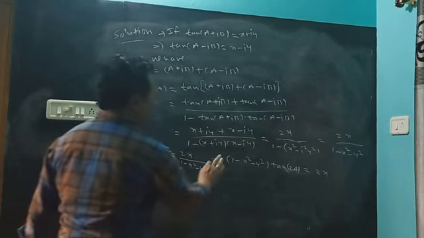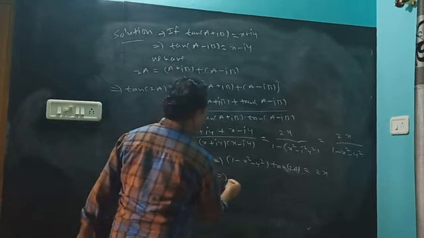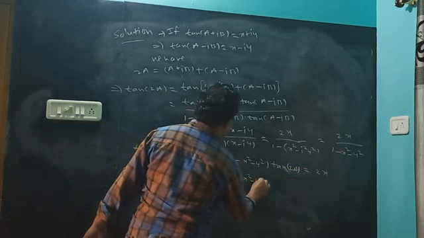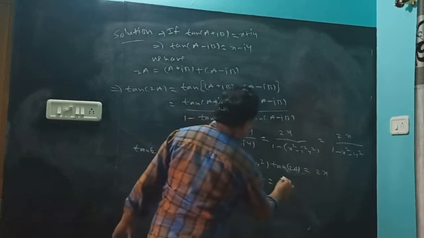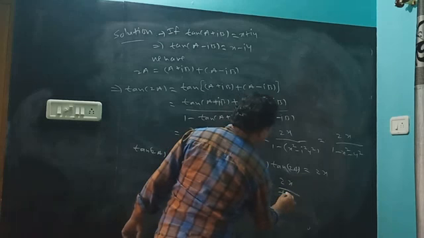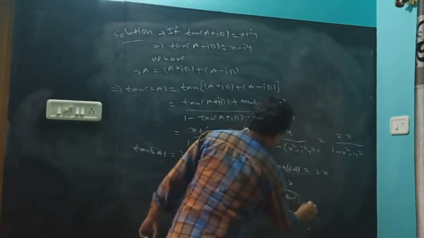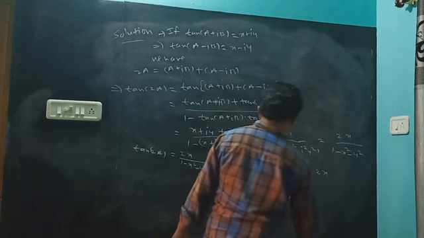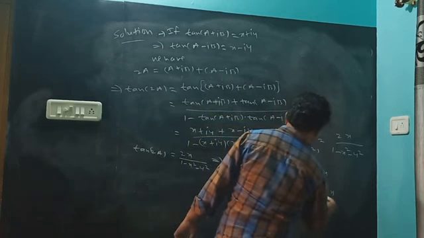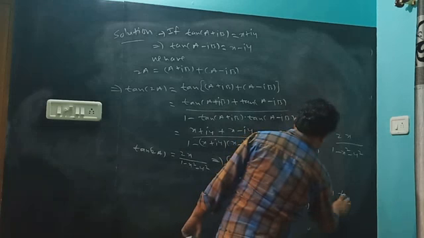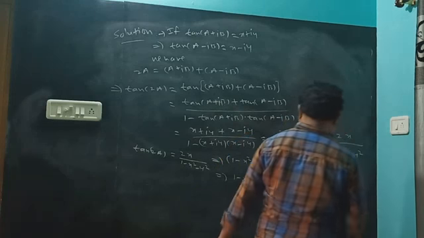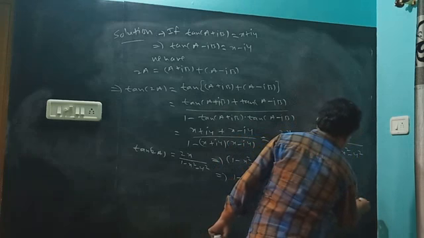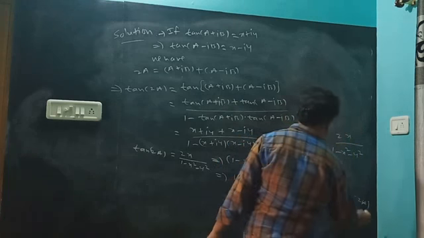I want cot. So 1 minus x square minus y square equals 2x upon tan 2a. So 1 upon tan, okay, is cot. So 2x cot 2a.